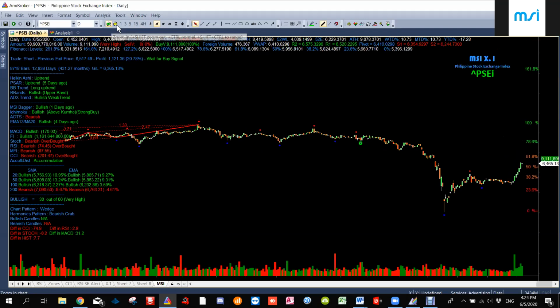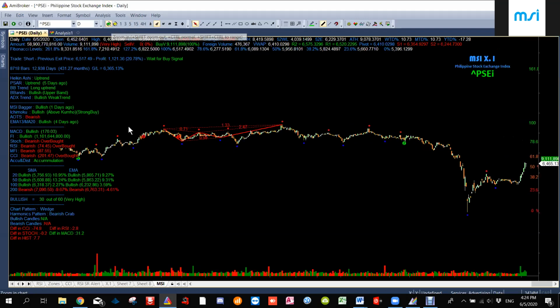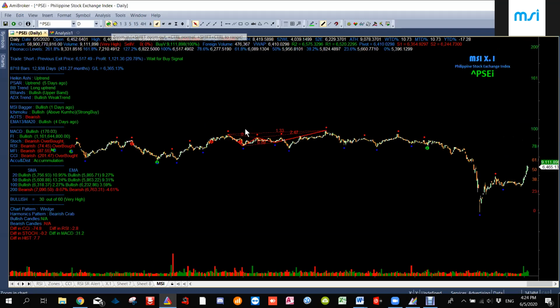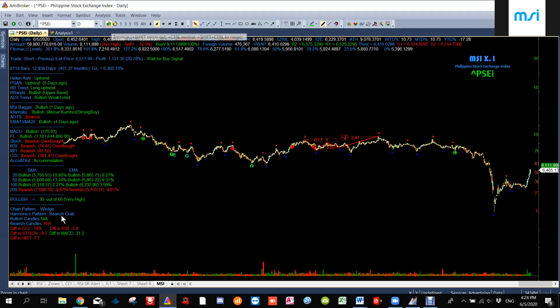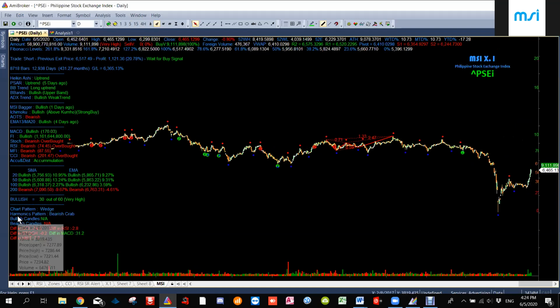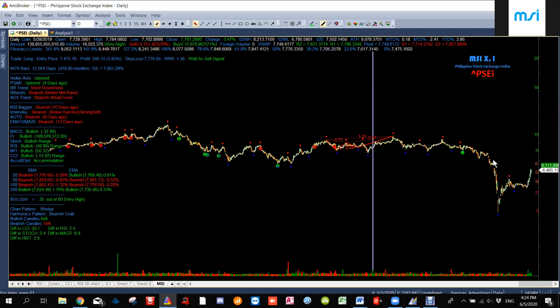Ayan, so we can see here a bearish crab, as you can see dito. So yung nilalagay niya dito is yung last na form na pattern. So this is a bearish crab. So as you can see, yung next movement niya is bumaba pa siya ng bumaba.